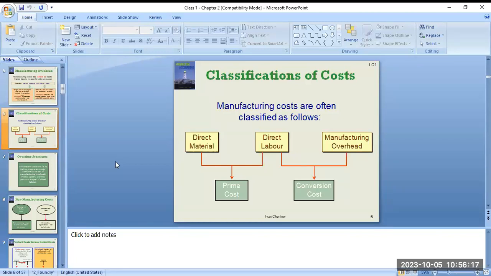Now, as you can see, direct labor is part of both prime cost and conversion cost. So direct material, direct labor, prime cost. Direct labor, manufacturing overhead, conversion cost. So you need direct material and conversion cost. So direct material and conversion cost, that means you have all the three costs. Or you can have the prime cost and manufacturing overhead. Again, you have all the three costs.